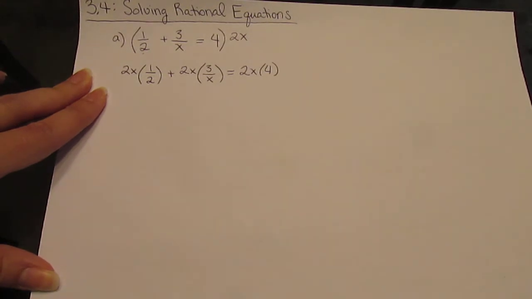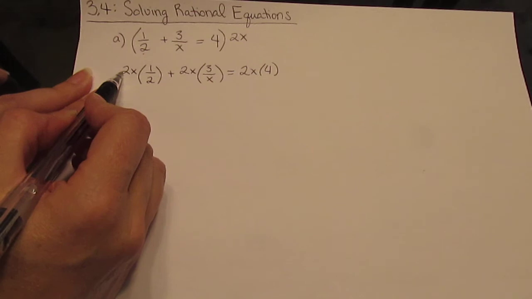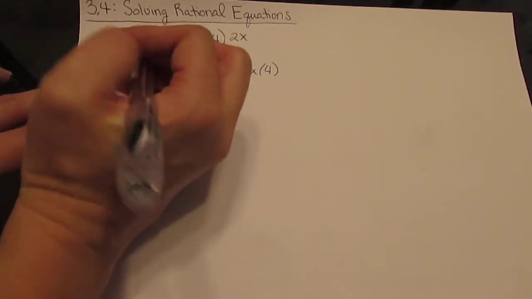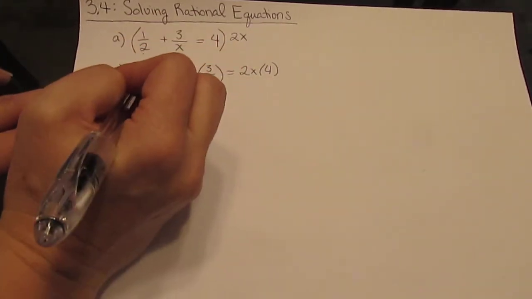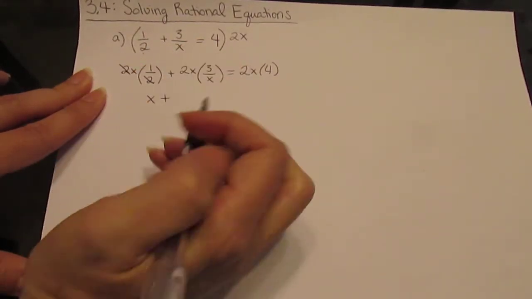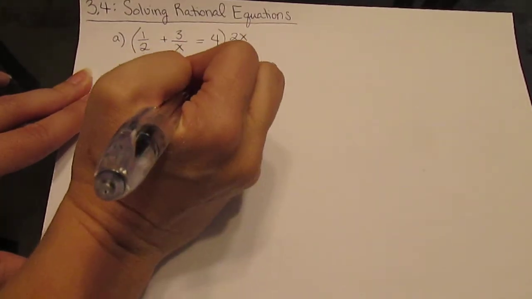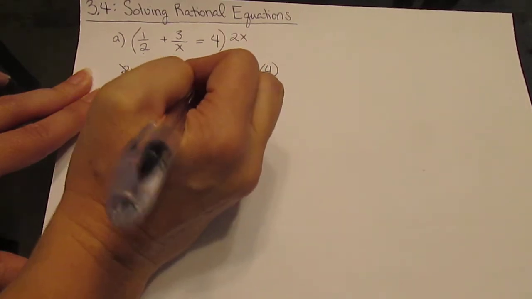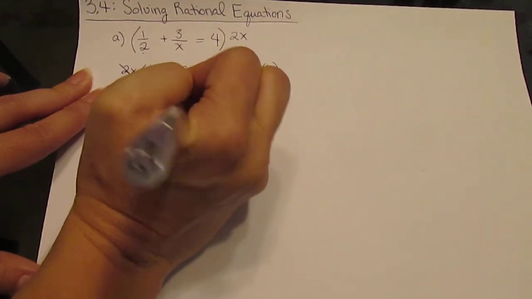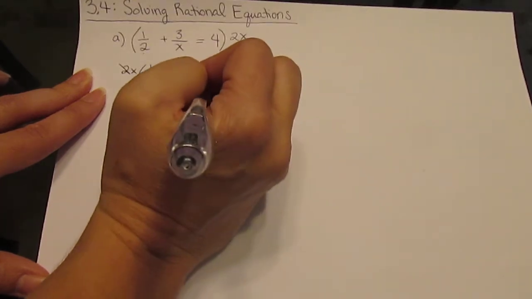And we did that to cancel out the denominators. So you should see that the denominators cancel out. In this first one, we've got a 2 on top and a 2 on bottom, so those 2's cancel. We're left with 1 times x, which is x. In the second term, we've got an x on top and x on bottom, so those cancel. We're left with 2 times 3, which is 6. And over here, we didn't have a denominator, so we can just multiply those together. We get 8x.